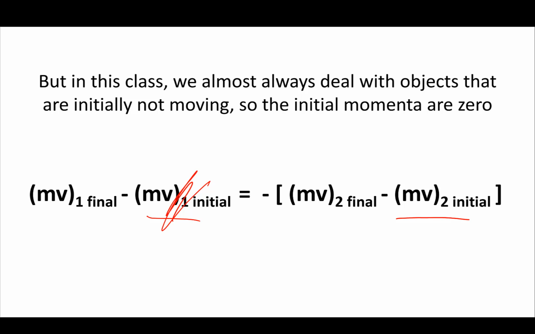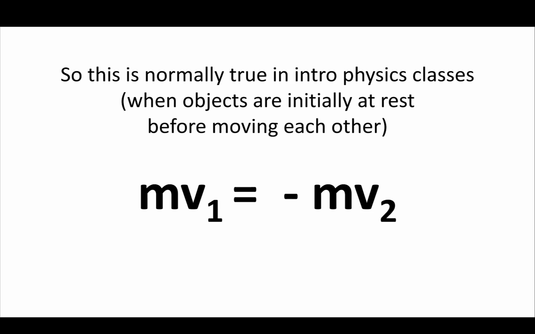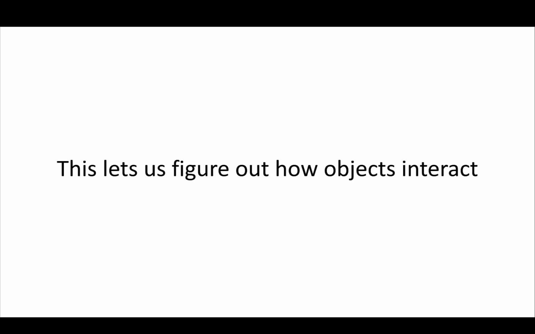This goes away, and this goes away. And all that happens is you have the final momentum of the first object is equal to the negative final momentum of the second object. And this is going to be a formula that you use in most introductory physics classes, because it's pretty simple. So normally, it's the case that one object's momentum is equal to the negative other object's momentum. Because when this guy moves forwards, this guy has to move backwards. This lets us figure out how objects interact.